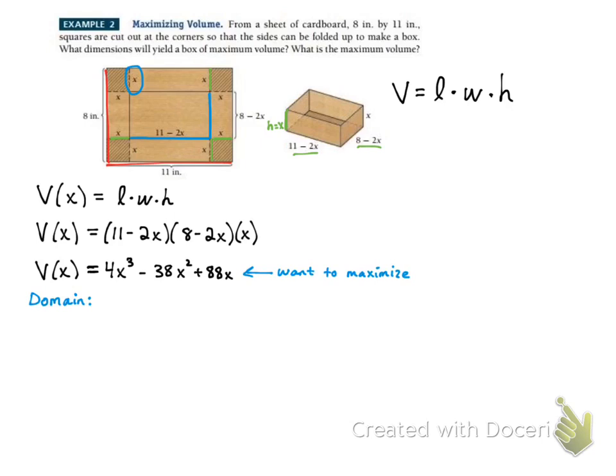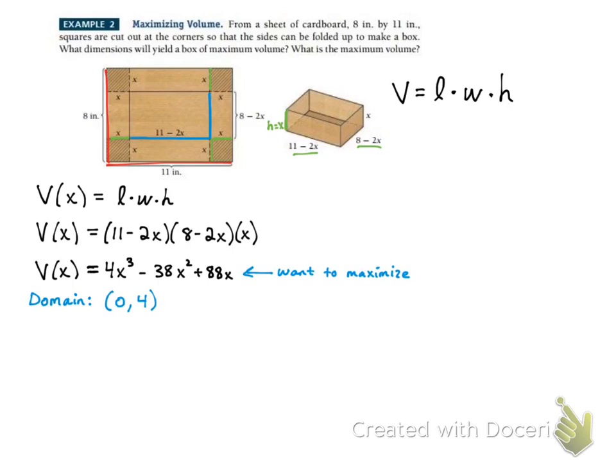But also, it can't be bigger than half of 8. So like if x was equal to 4, then we would cut out 4 inches here, 4 inches here, and we have cut out that entire side. So x needs to be less than 4. So we get our domain is from 0 to 4.